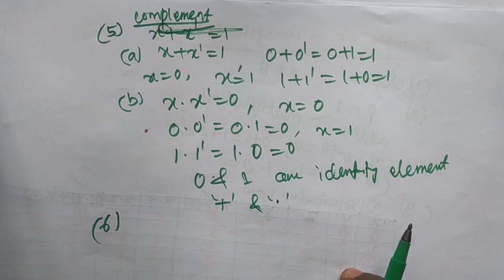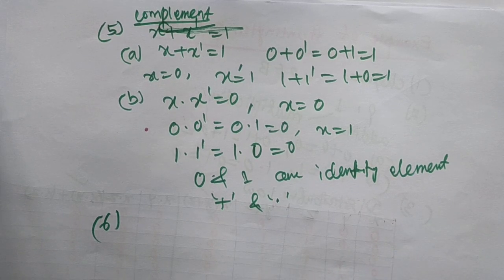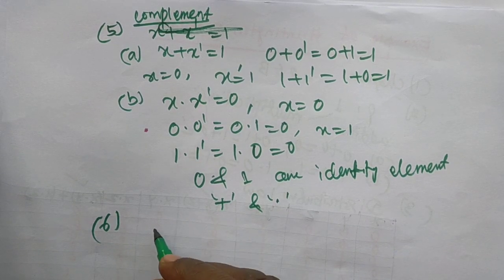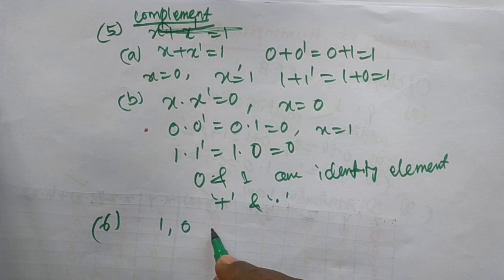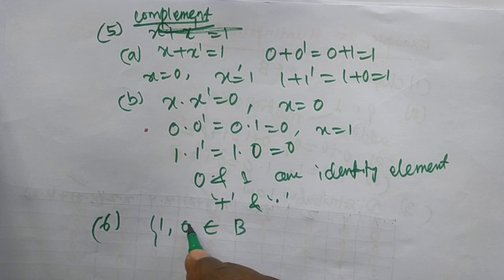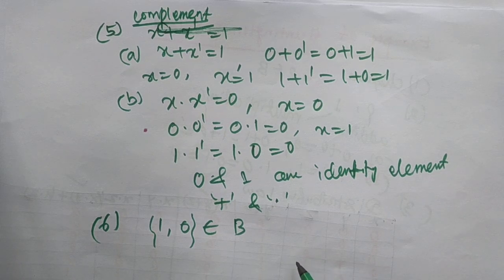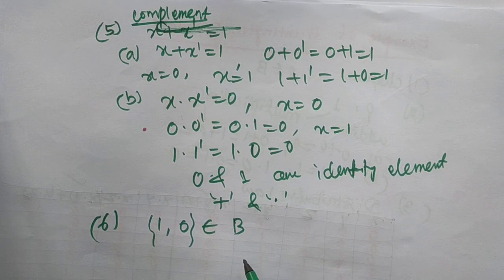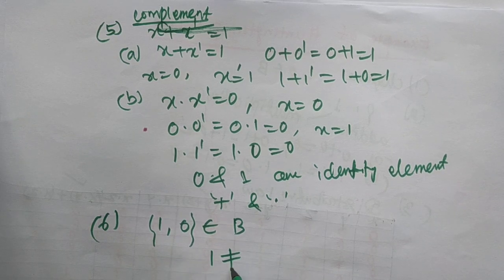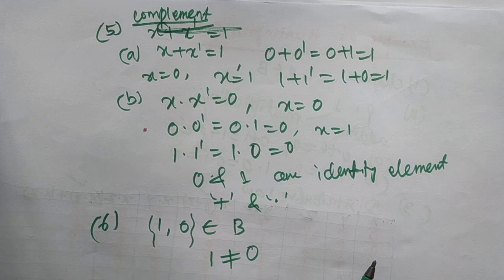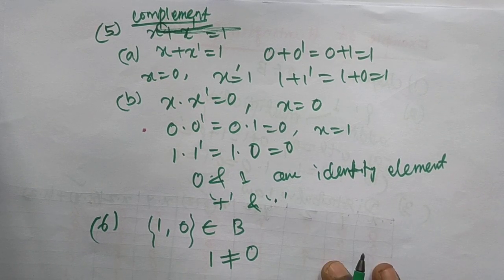Another last postulate we also know is that if we consider two values, let us consider 1 and 0 belonging to B, both values are not equal. 1 can never be equal to 0. That is our motto: if we consider two elements of any set, then they can never be equal. That is the main concept of the last postulate of Huntington.